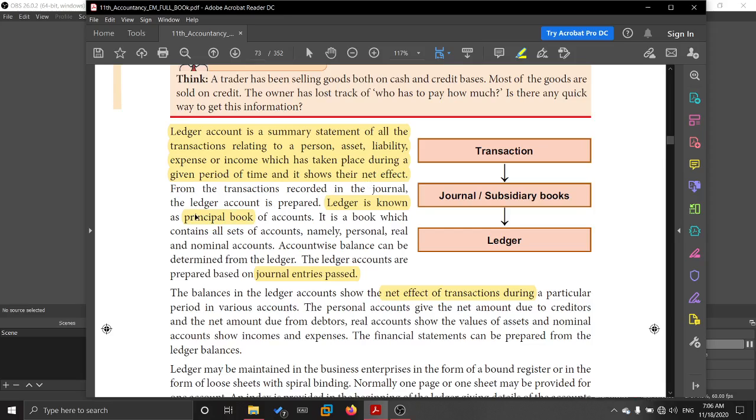Okay, now the transactions are recorded in the journal and the ledger account is prepared. From journal only we can prepare the ledger. So ledger is also known as the principal book of accounts. Okay, ledger is known as the principal book of accounts. Now this ledger is prepared from the journal entries. So the ledger accounts are prepared based on journal entries only.